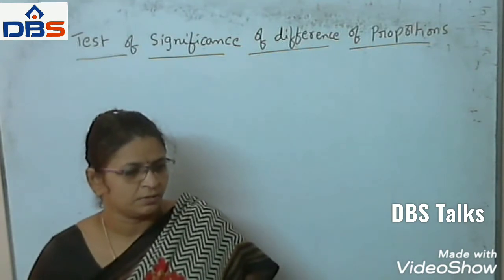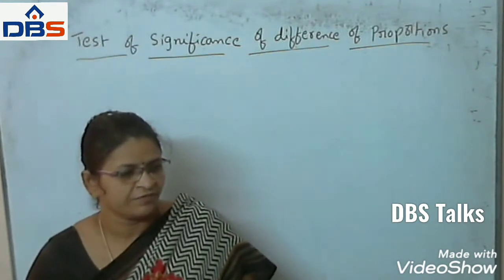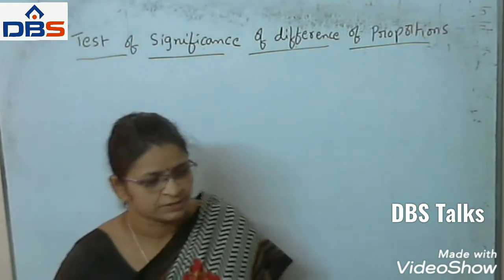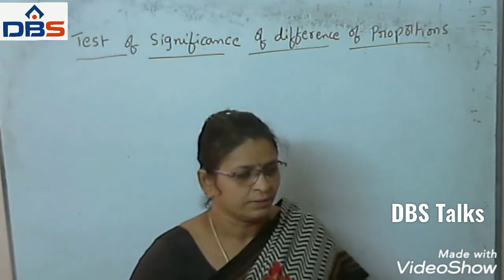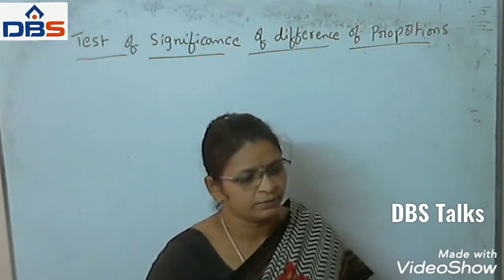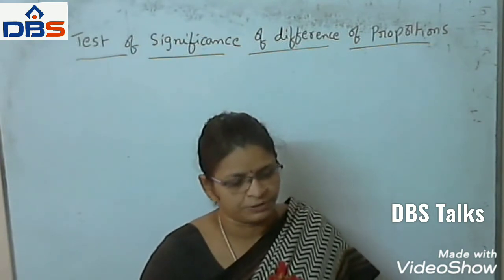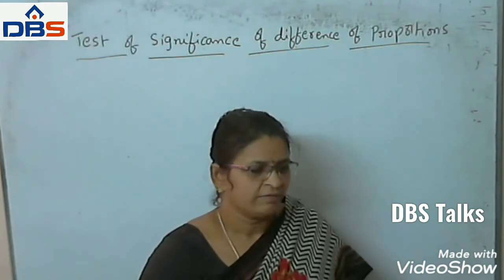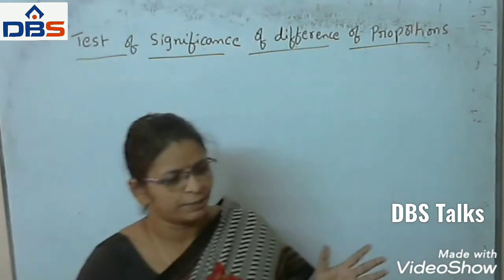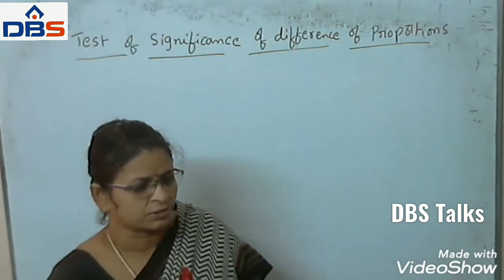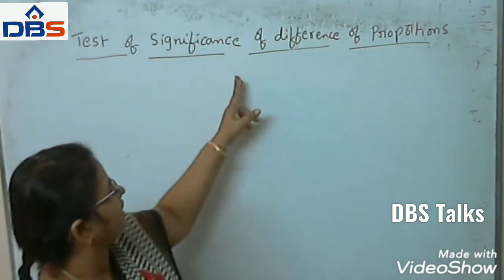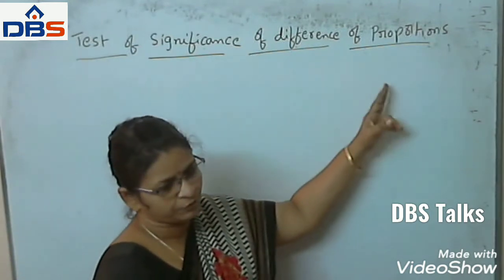In the last lecture, we learned test of significance for single proportion. In that case, we took only one sample from the population and tested whether the sample proportion and population proportion are equal or not. But today's topic is test of significance for difference of proportions.